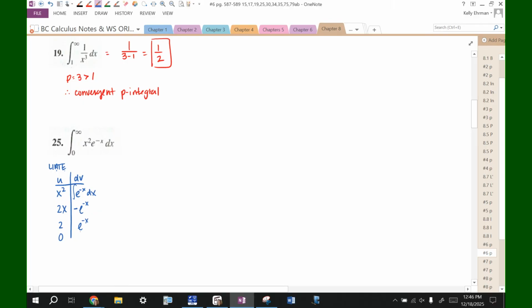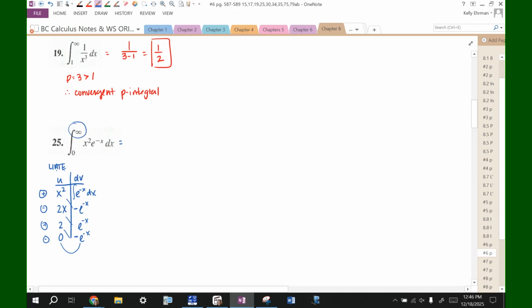And wait, do I need to do one more? Yeah, I need to do one more. Sorry. So then integrate that, and you're back to e to the negative x. These signs are plus, minus, plus, minus. Connect diagonals, and swoop around the bottom. And we shouldn't have any integral left after this.